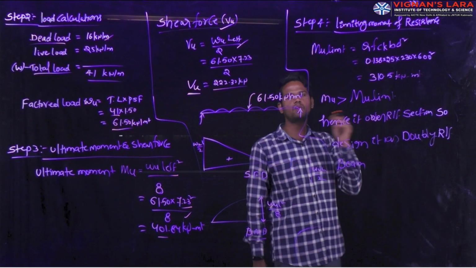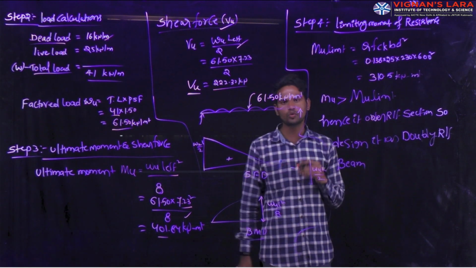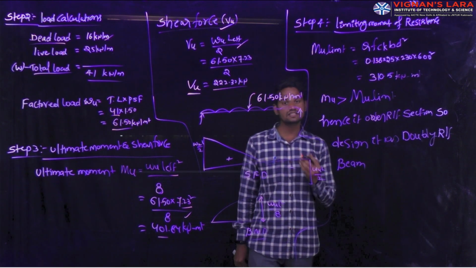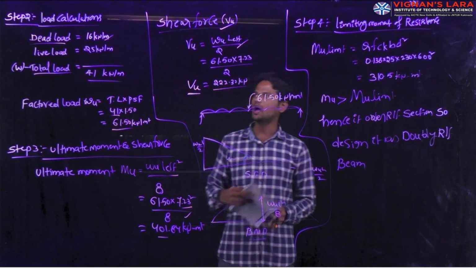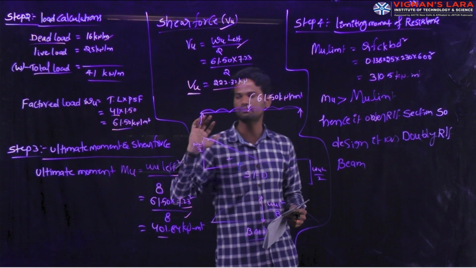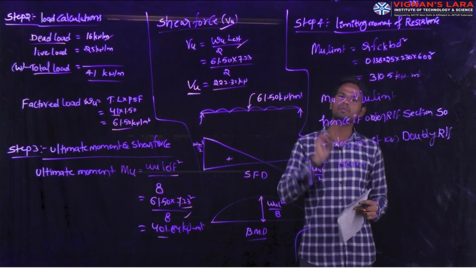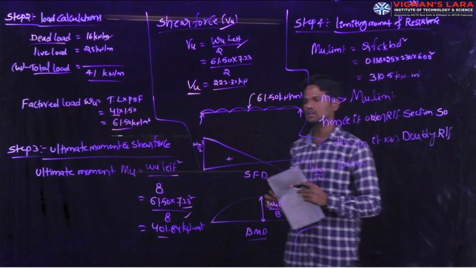For this positive bending moment and negative bending moment, to resist that we have to provide additional steel reinforcement. Up to now, step 2 was the load calculation, and step 3 is how much shear force and how much bending moment is acting on the beam, that we have calculated.